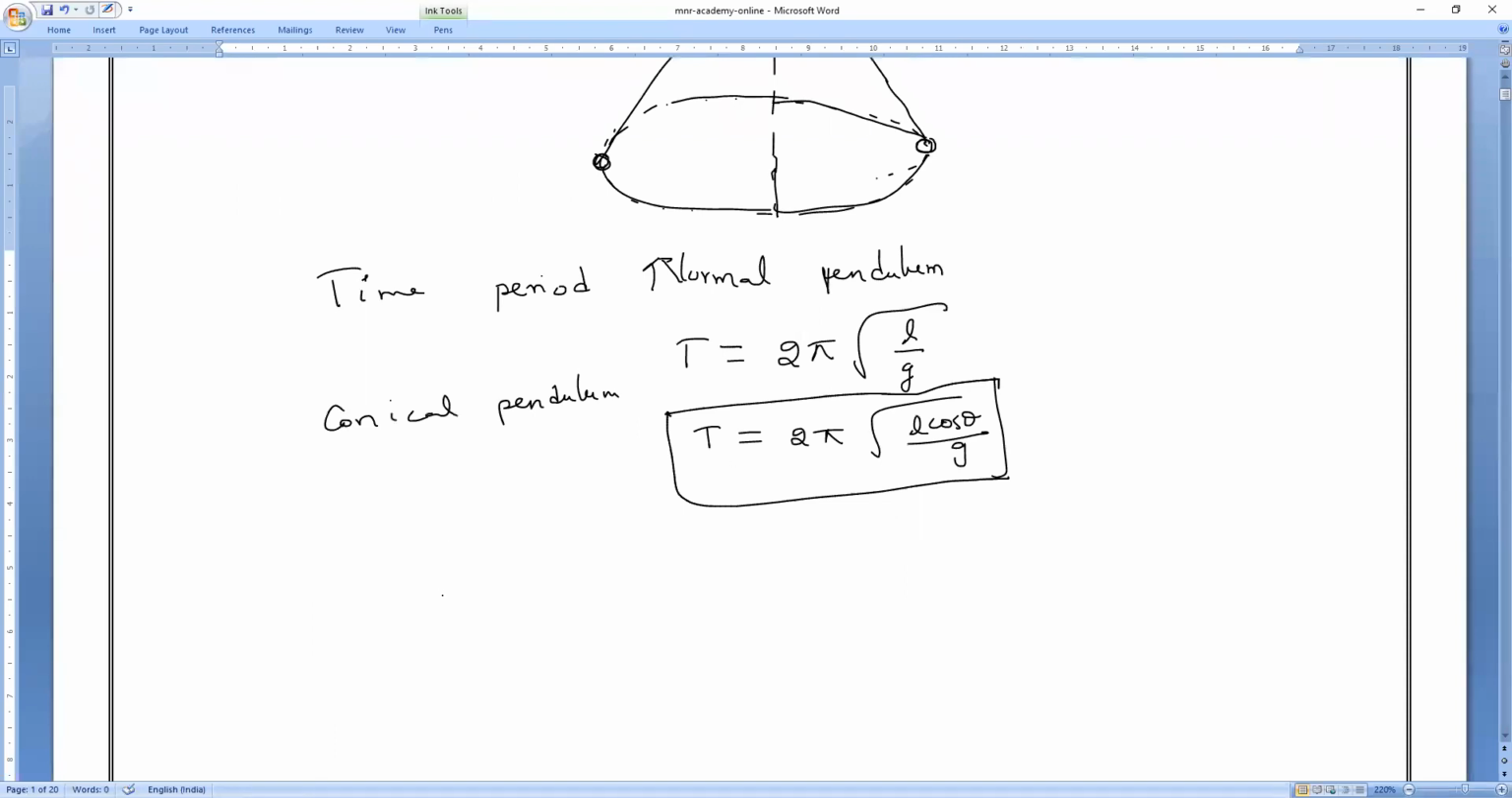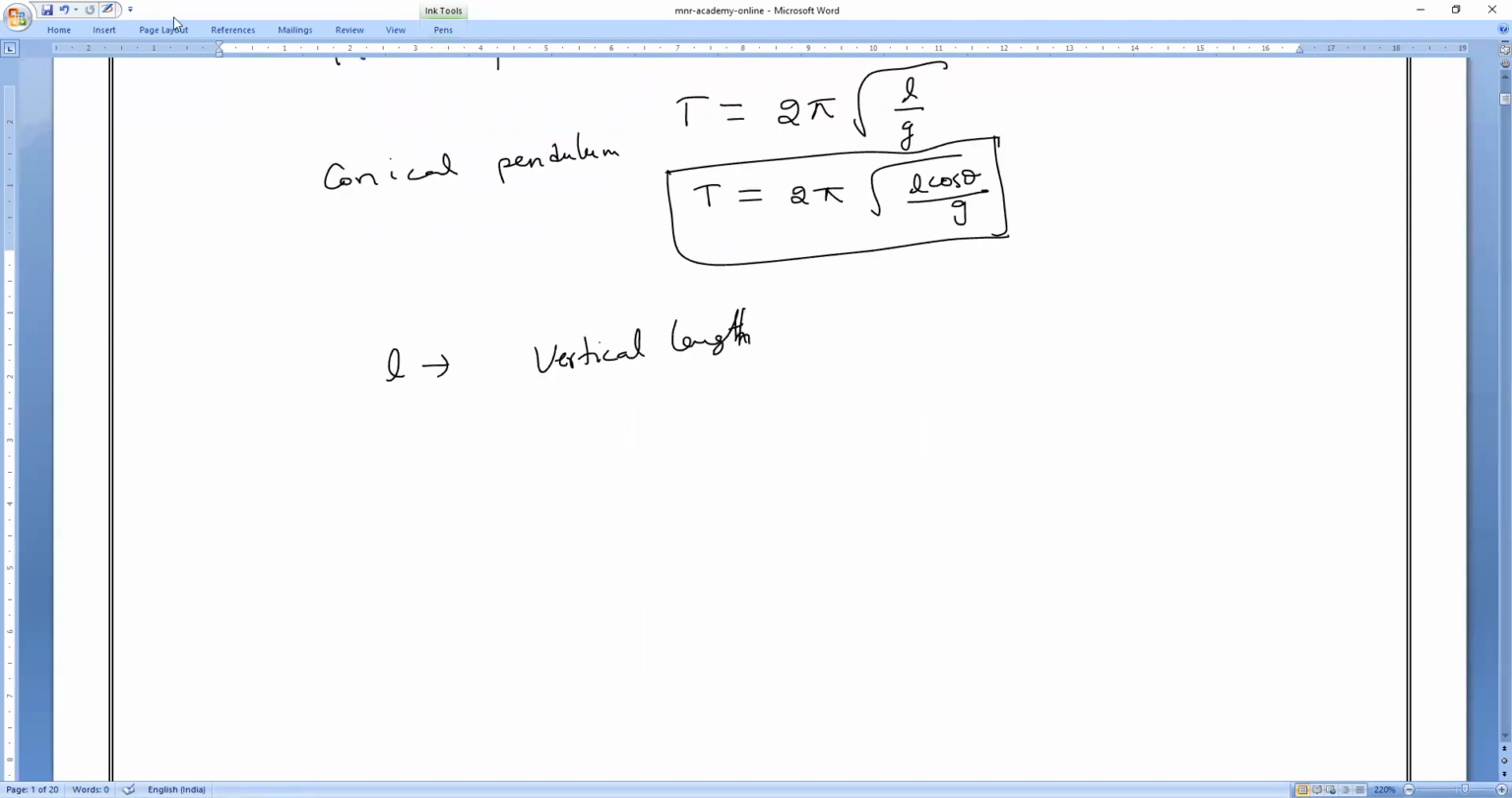Let us take L as the vertical length of the thread. Now, let us imagine the conical flask. Better, I will draw the cone so that it is easy. So we draw it like that.